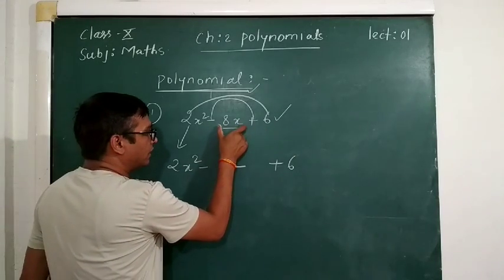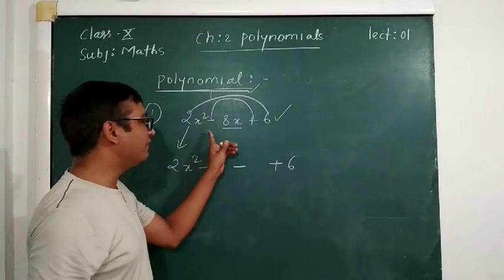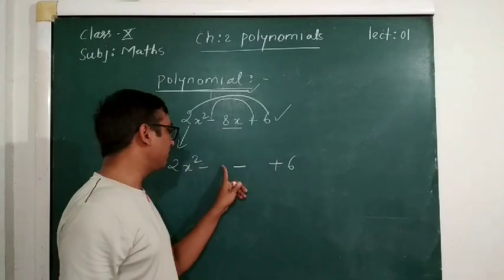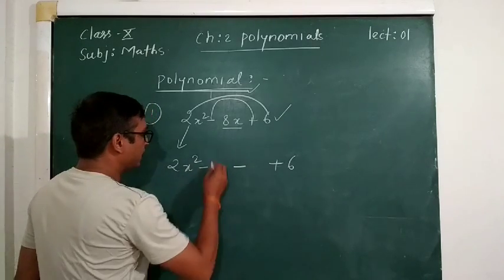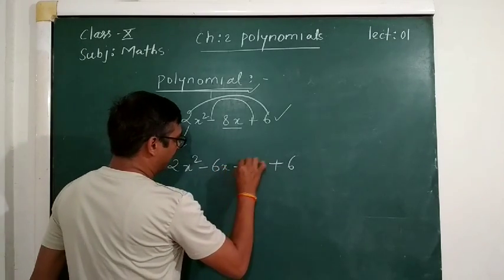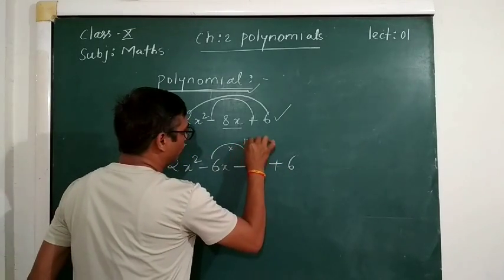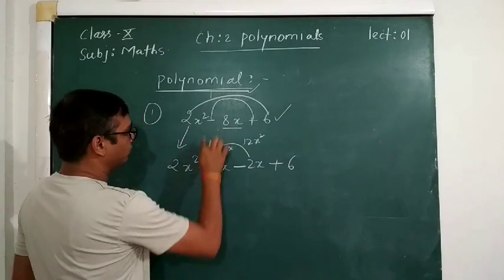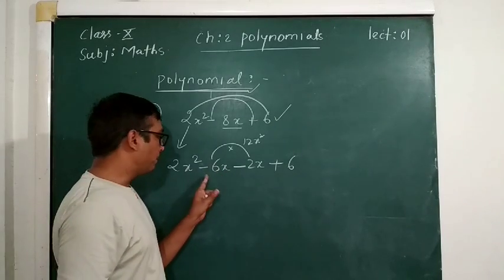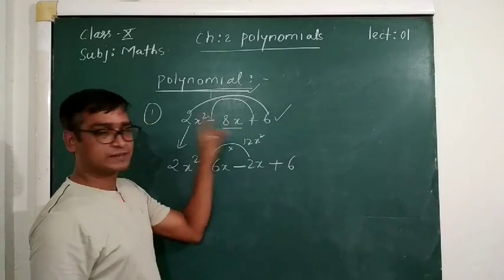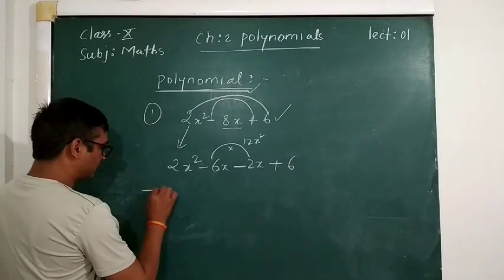Now we have to split this middle term in two parts so that we get 12 as a product, and minus 8 by subtraction. So here if you take 6x and 2x by splitting, if you multiply this, you will get 12x square, and if you subtract, minus 6 minus 2, we will get minus 8x, which means our polynomial is correct. Now we will proceed ahead.